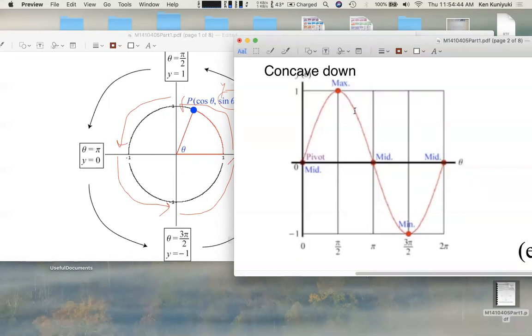The graph is concave down from theta equals 0 to pi. The graph is curving downward. However, the graph is concave up from pi to 2 pi. The graph is concave up over here. One thing that's convenient about the basic fundamental cycles for both sine and cosine is that the graph is concave down above the theta or x-axis. The graph is concave up below the theta or x-axis. That's true for cosine as well.